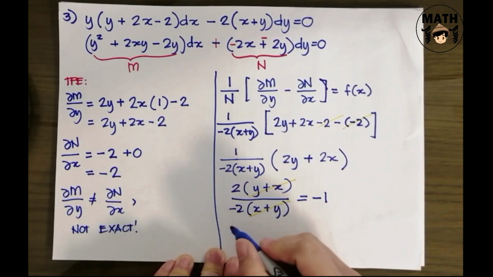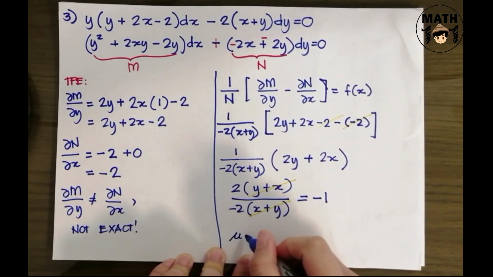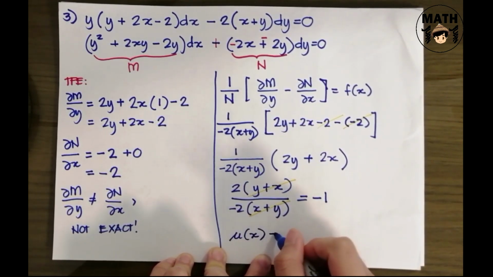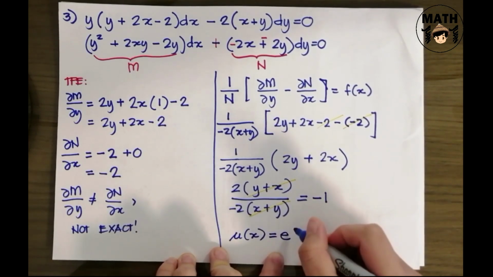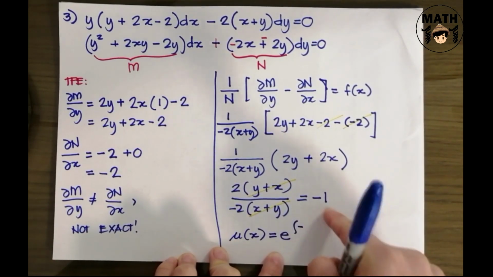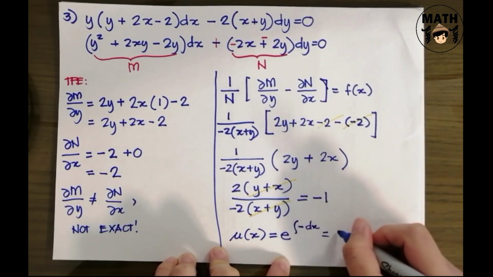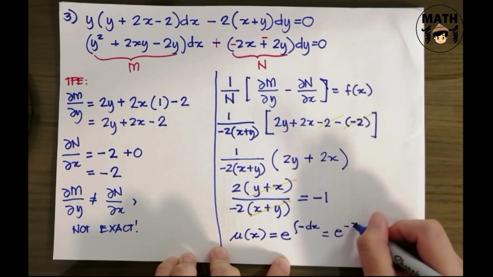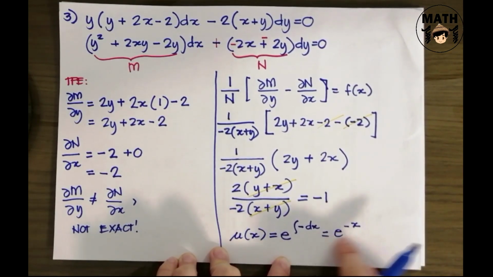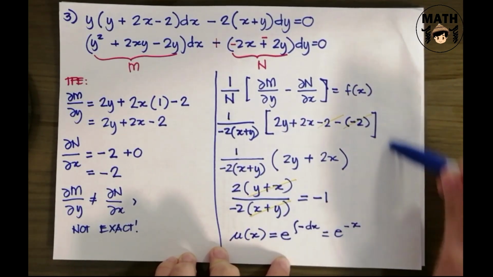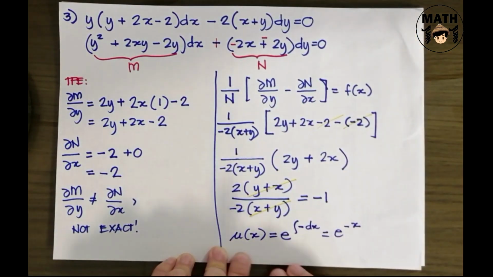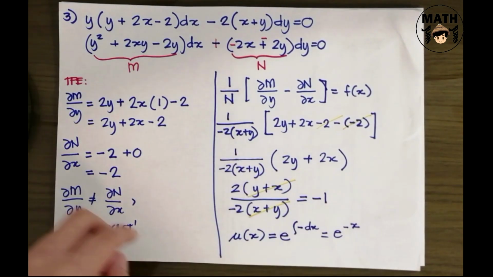And yung ating integrating factor is also a function of x. That is equal to e raised to negative 1 dx, or this is equal to e raised to negative x. Ito na ngayon yung ating integrating factor, and i-multiply natin siya dun sa ating original differential equation to make it exact.